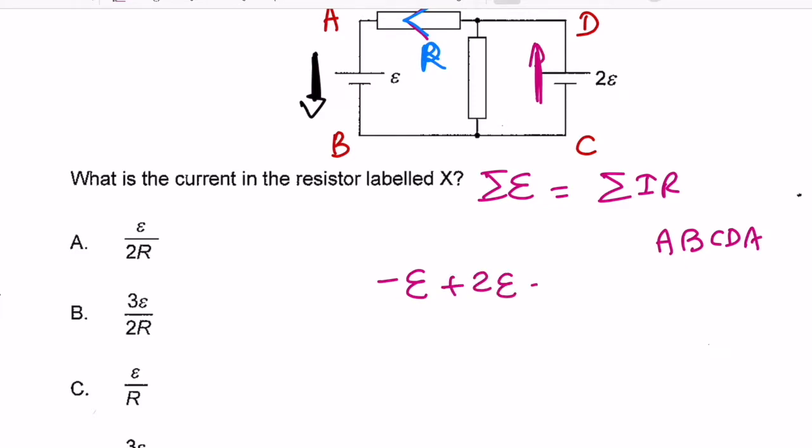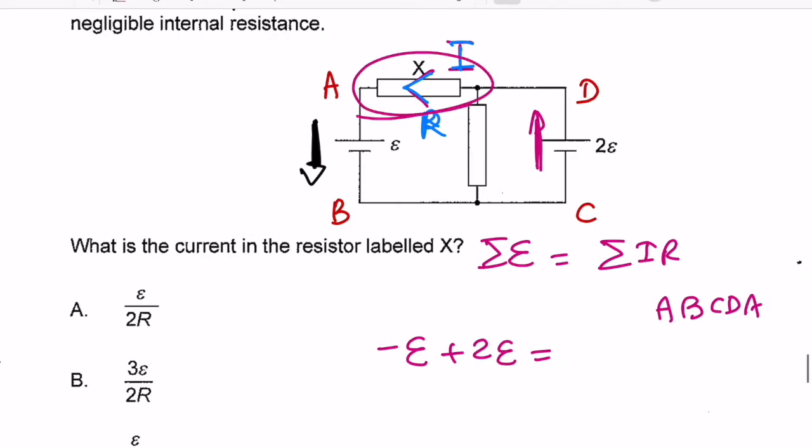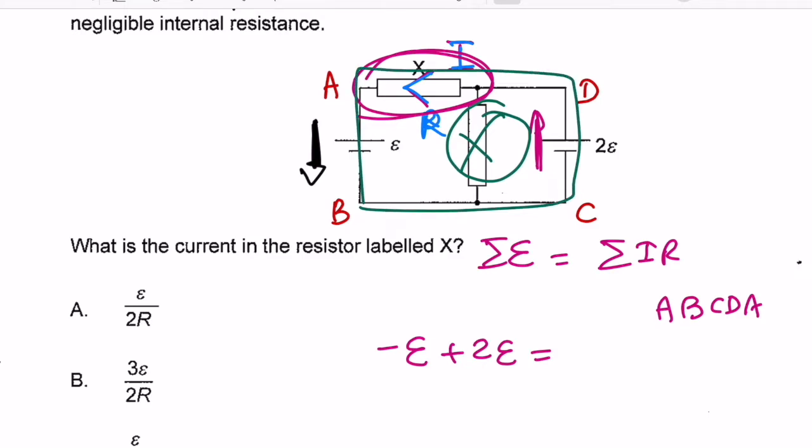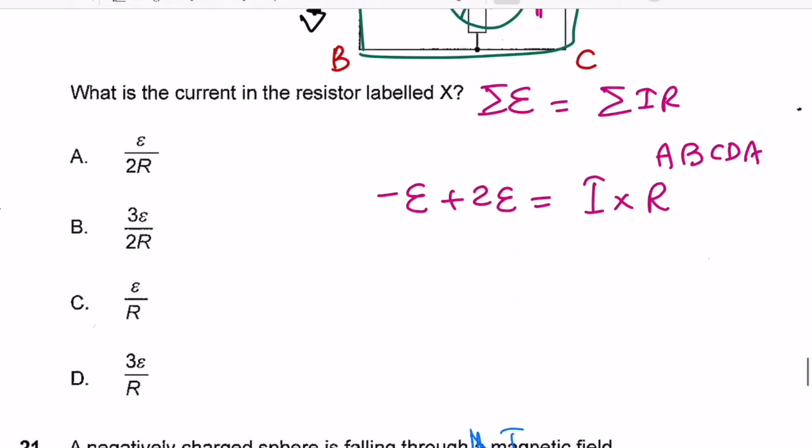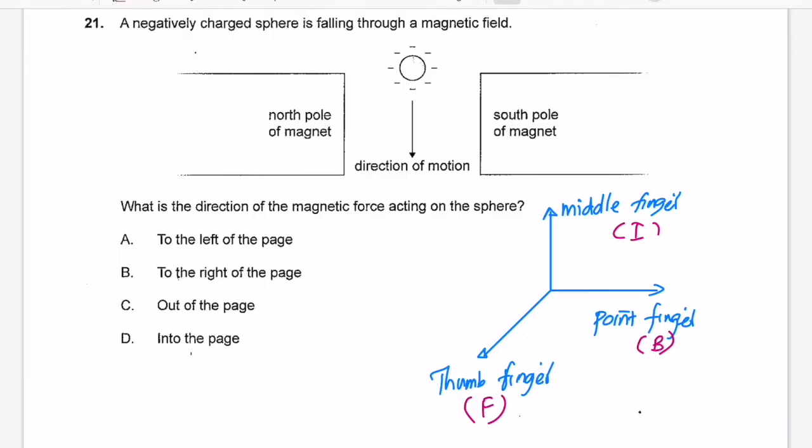2 epsilon equals, there's only one resistor in that loop, you can say, but there's another one. This is not important because we are focusing on the outer loop. So the current is I times resistance R. So current through X should be epsilon over R. Answer should be C. As background knowledge, we need to remember Fleming's left hand rule.